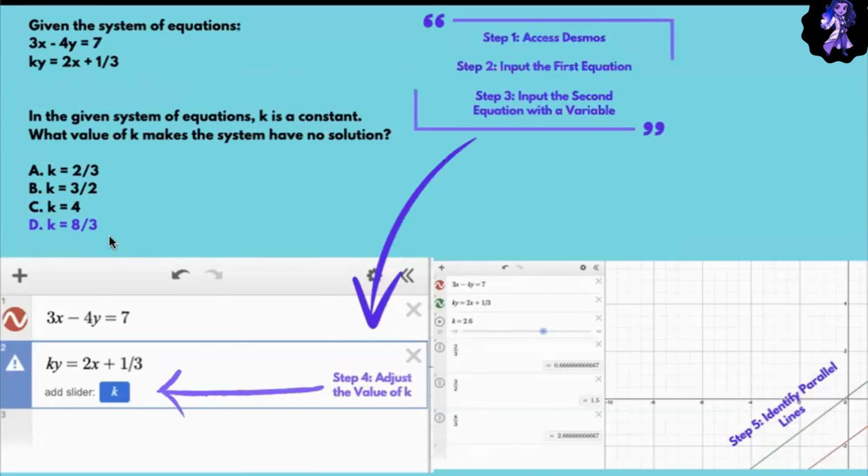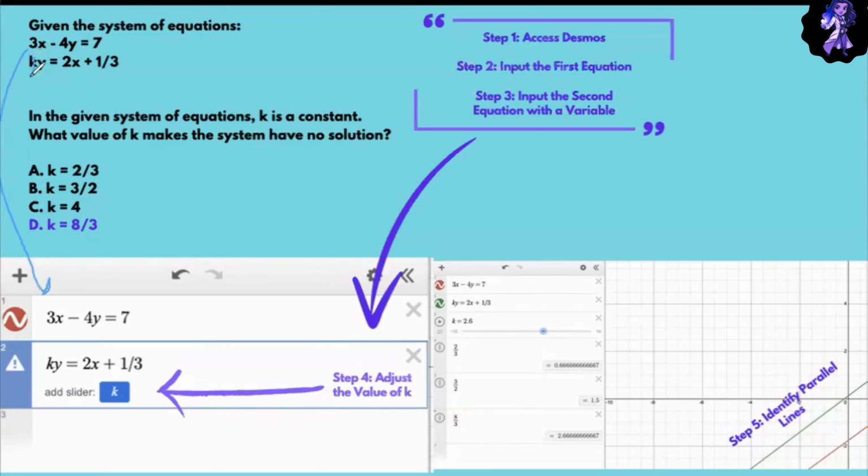And I wanted to show this problem not using substitution and not using elimination, but showing you how you would solve using Desmos. So first, you're going to plug in that first equation directly in. So that's 3x minus 4y equals 7. Then you're going to go ahead and plug in that second equation, xy equals 2x plus 1/3.